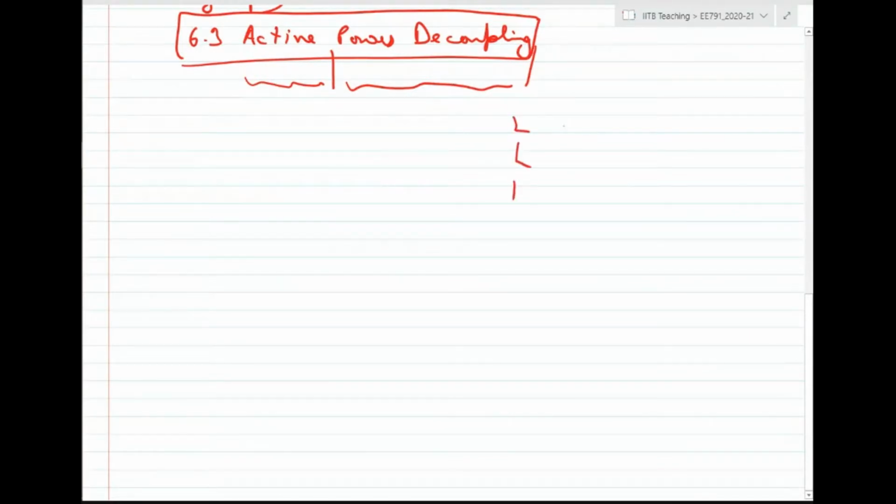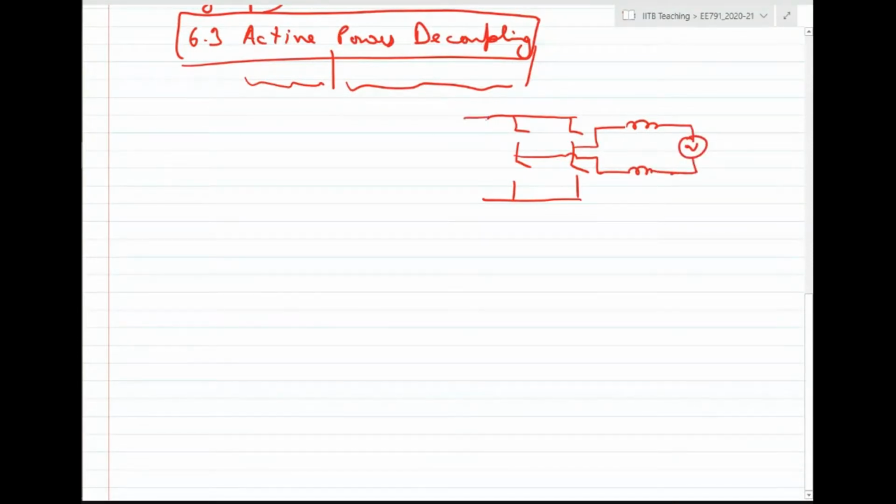Let's again consider a full bridge inverter connected to a grid. And now this is the panel. Now instead of connecting a large capacitor here, what we do is we connect an additional switch leg and create this synchronous buck converter. So we create this synchronous buck converter.